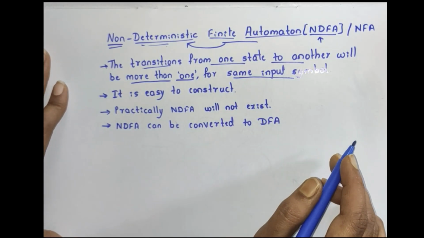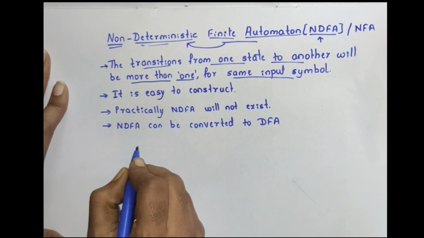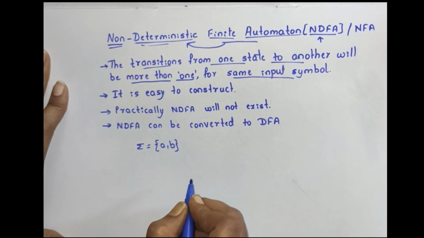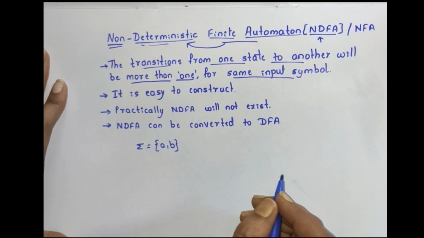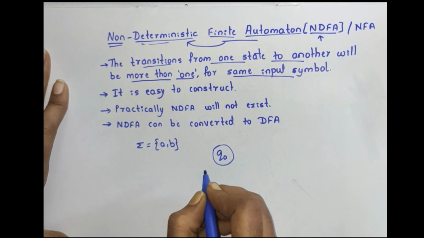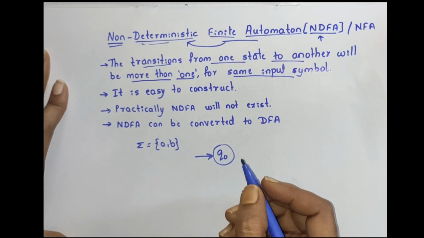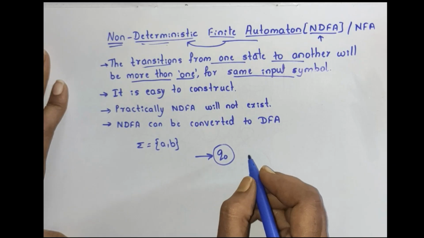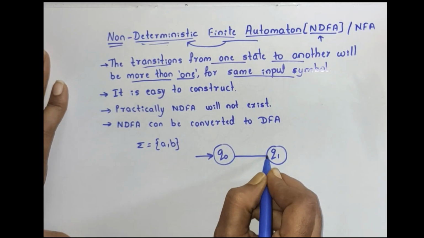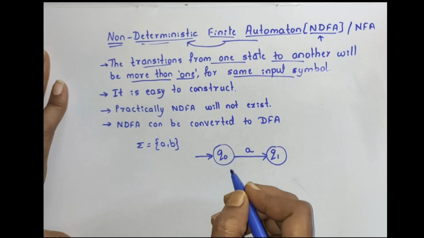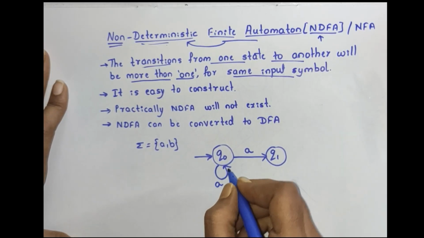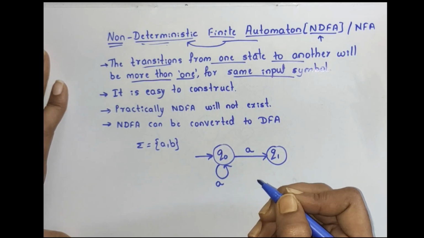In my previous lectures we have said that sigma is nothing but the set of input alphabets. So say for example, we are having a state called Q0, which we will make the final state. I will take the transition from Q0 to Q1 for the input symbol A. Also I will give the A transition as a self loop for this Q0 state.